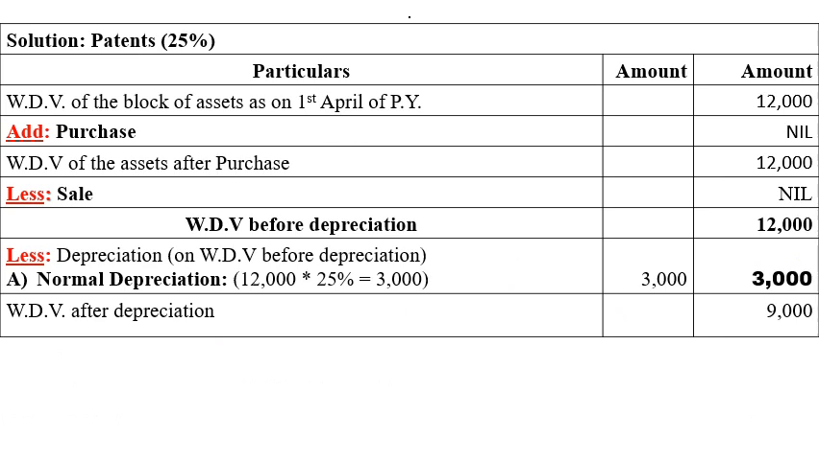The next block of assets is patents, 25% rate of depreciation. Written down value 12,000, no purchases, no sale. So written down value before depreciation is 12,000. And calculate depreciation directly on written down value, 12,000 into 25%. So you will get 3,000 as depreciation on patents. It is an intangible asset. Even if the rate of depreciation is not given, you should know the rate of depreciation for intangible assets. All intangible assets carry 25% rate of depreciation.